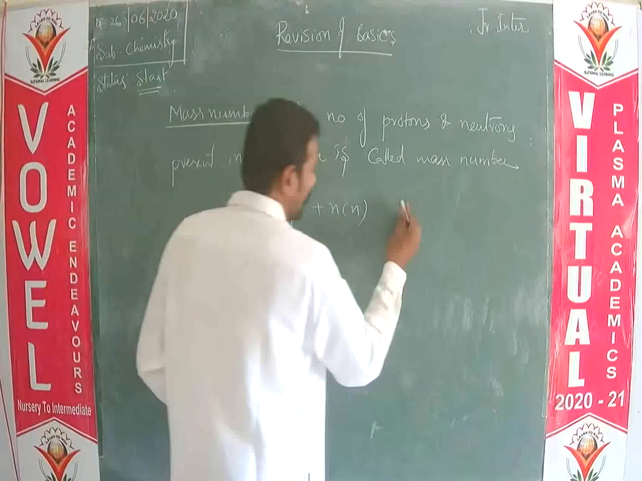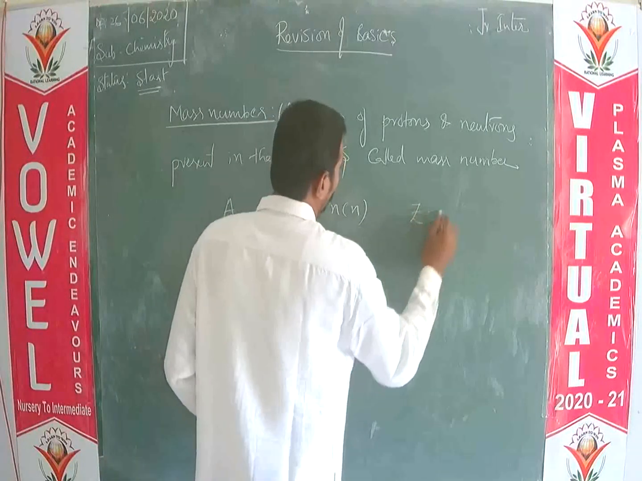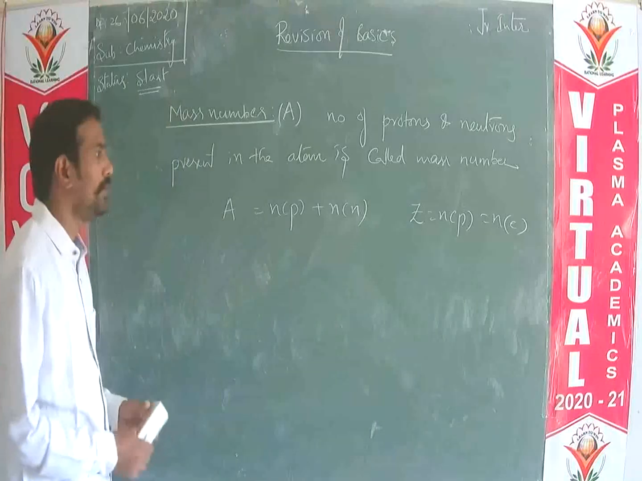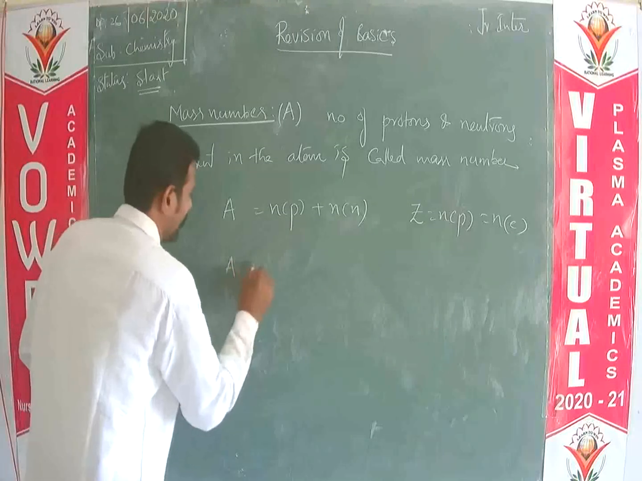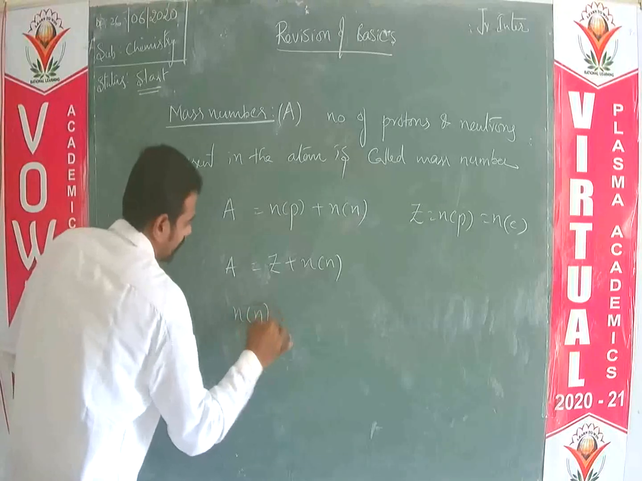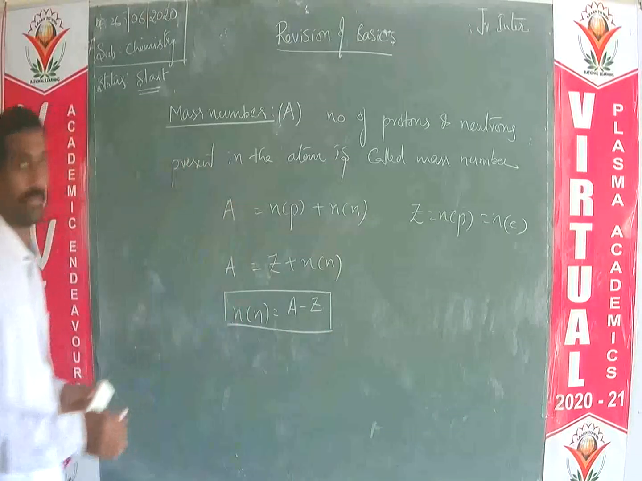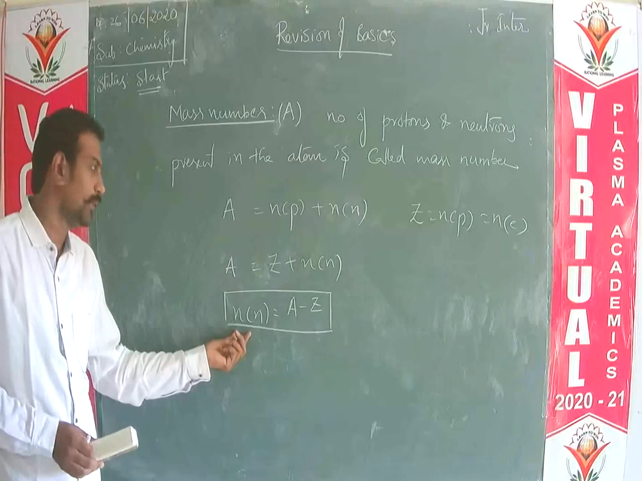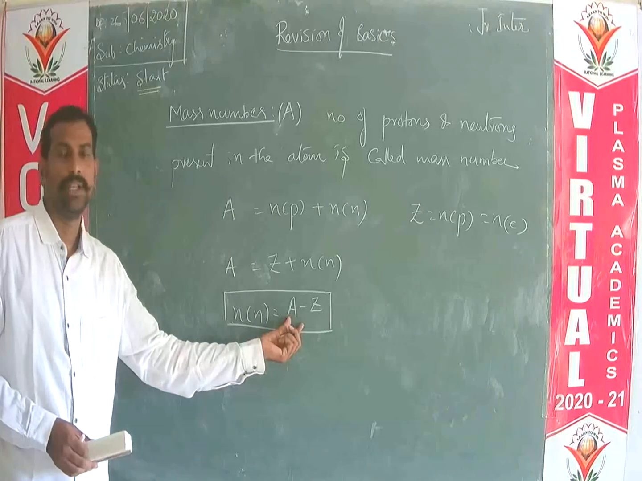In the previous statement, atomic number Z is equal to the number of protons, or also equal to the number of electrons for a neutral atom. So instead of writing number of protons, I can write Z. That means A equals Z plus N of N. So N of N equals A minus Z. In order to find the number of neutrons in an atom, it is enough to subtract the atomic number from the mass number of that element.